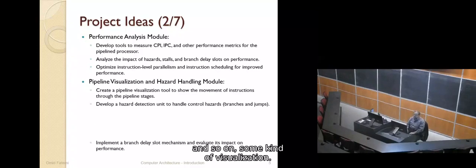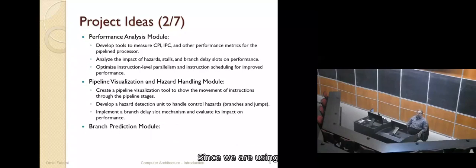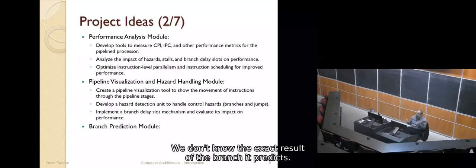Some kind of visualization. The next one is branch prediction. Since we are using a pipeline processor, we are fetching, the other instruction is decoded, the previous instruction is executed. When we have a branch instruction, branch means that it depends on a condition. If a condition is true, then the code jumps to somewhere. If not, it goes somewhere else. So we don't know the result of the condition. It should be calculated later in the decoding stage or executing stage. Before that, we don't know the next instruction which needs to be fetched from the memory. And then we do branch prediction. We don't know the exact result of the branch, we predict.